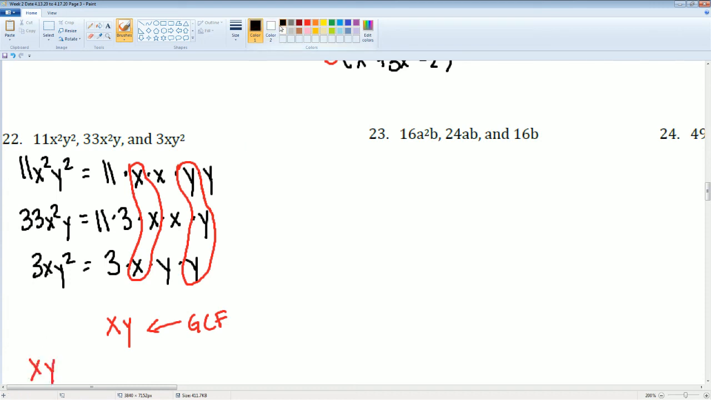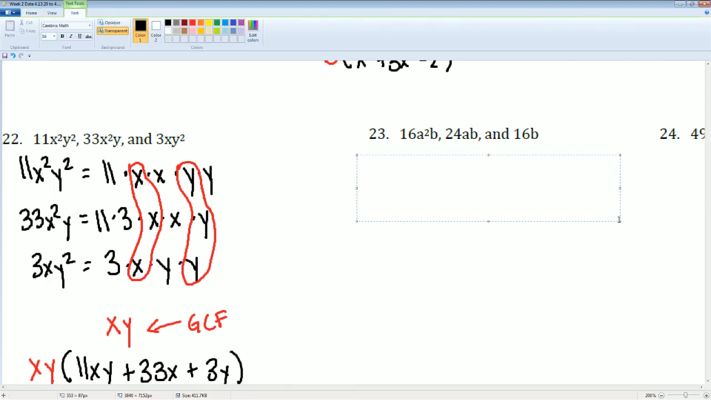Okay? If you factor it out, it should look something like this. xy, parentheses. What you have left on the top, you have an 11, x and a y. So 11x and y, plus 11 times 3, which is 33. 1x plus 3 times y is 3y. There you go.